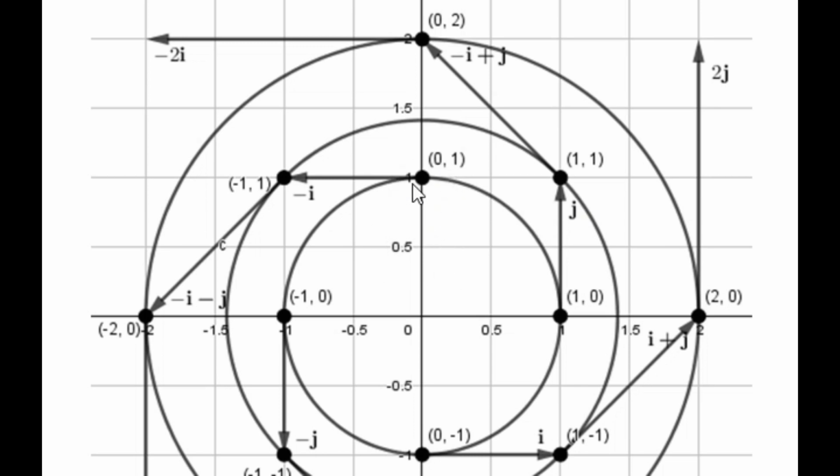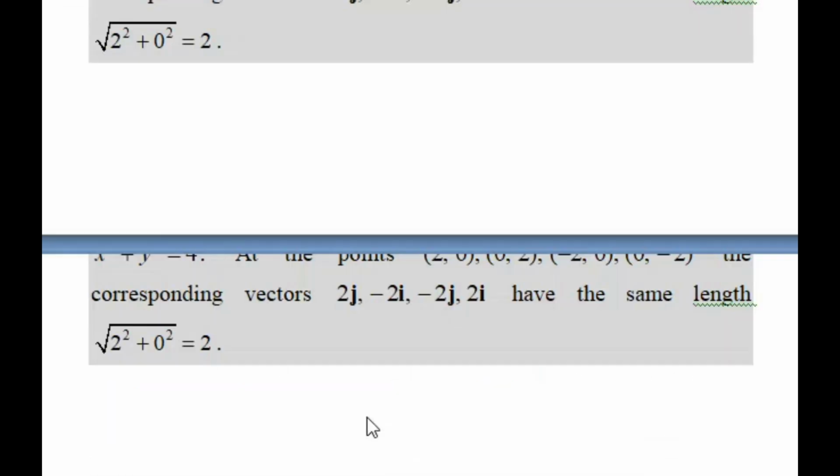Similarly, at (0, 1), F of (0, 1) is negative i, so we draw a vector parallel to the negative direction of the x-axis, having magnitude 1. Similarly, negative j is a vector parallel to the y-axis, in the direction of the negative y-axis going down, and this also has magnitude 1. Similarly, the other one.